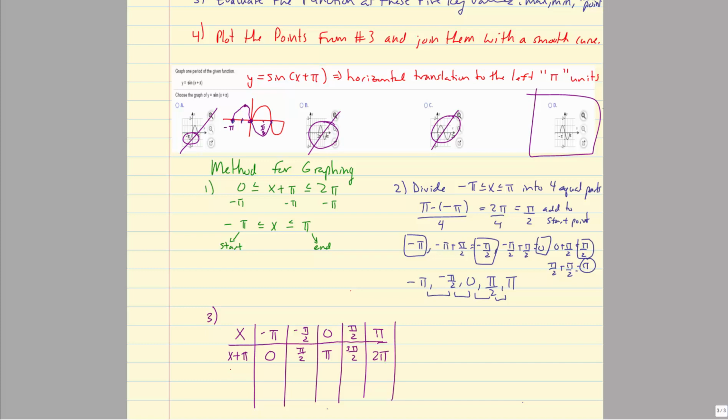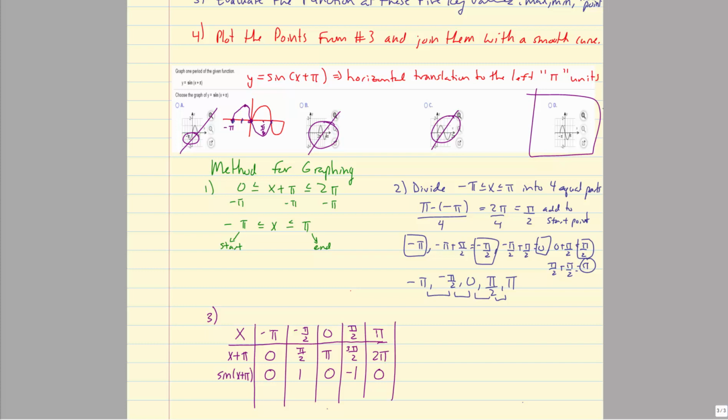So now what I want is I want to plug in sine of x plus pi. So now I already know what x plus pi is, 0, so I can just go ahead and plug that in here. The sine of 0 is 0. The sine of pi over 2 is 1. The sine of pi is 0. The sine of 3 pi over 2 is negative 1, and the sine of 2 pi is 0. So these are the points then that I want to plot.